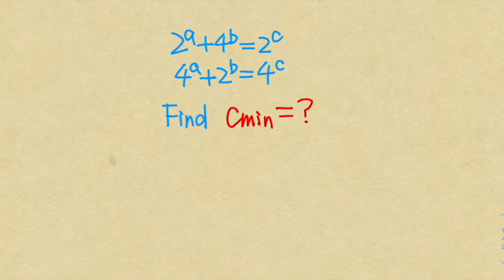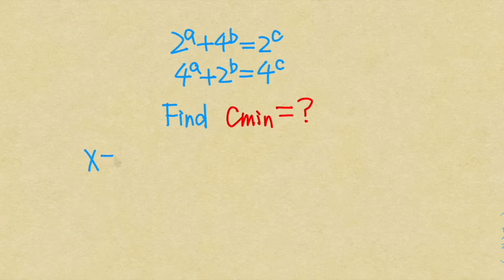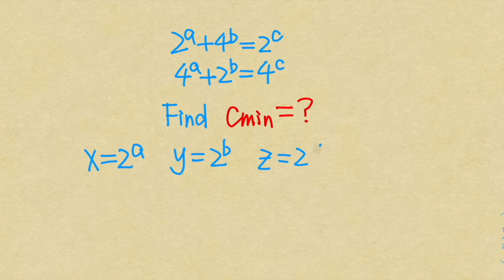There are two equations for three variables, so we can't get the unique solution. So how to find the minimum value of c? Well, let's do the substitution first, because there are exponential forms, and the substitution will help a lot. We can set x equal to 2 to the a, y equal to 2 to the b, and z equal to 2 to the c.